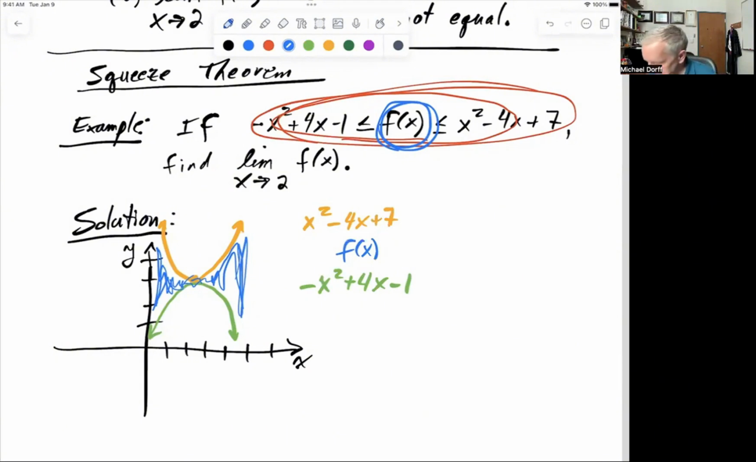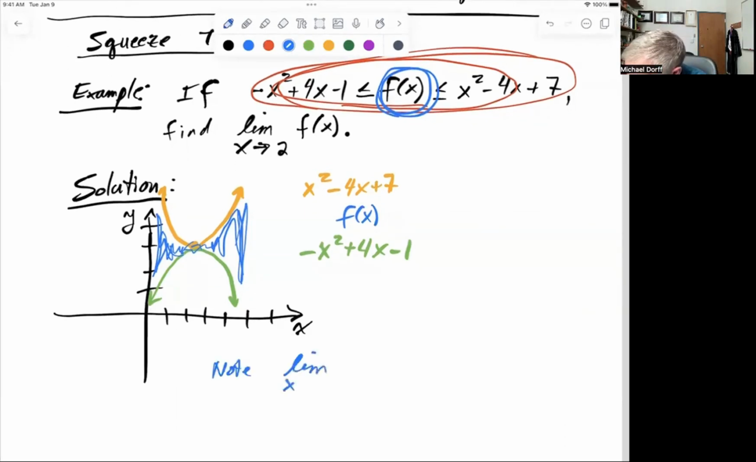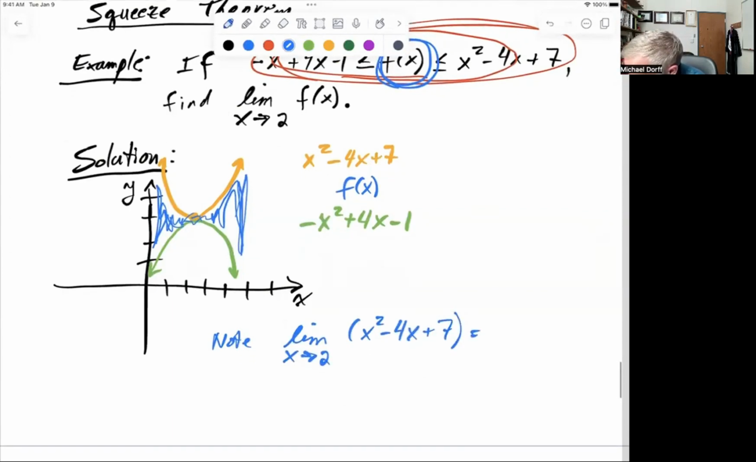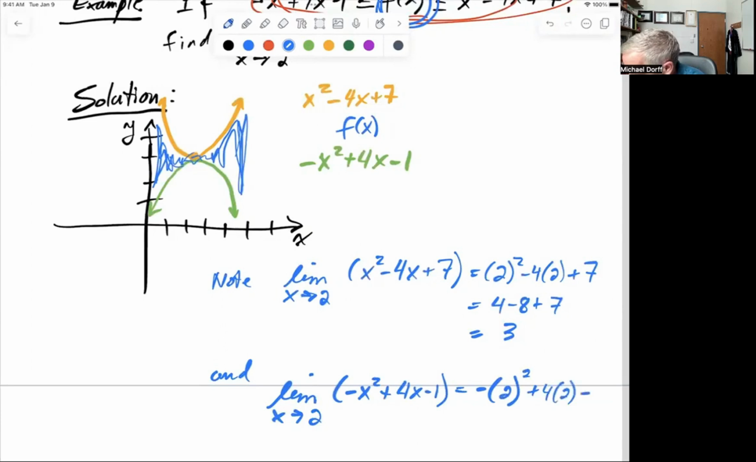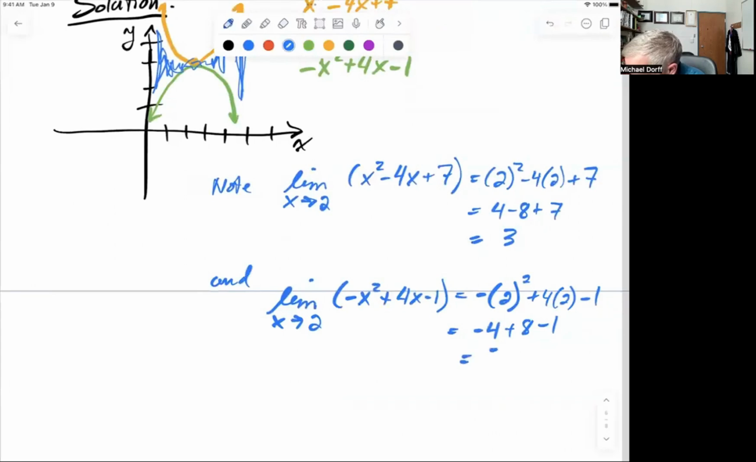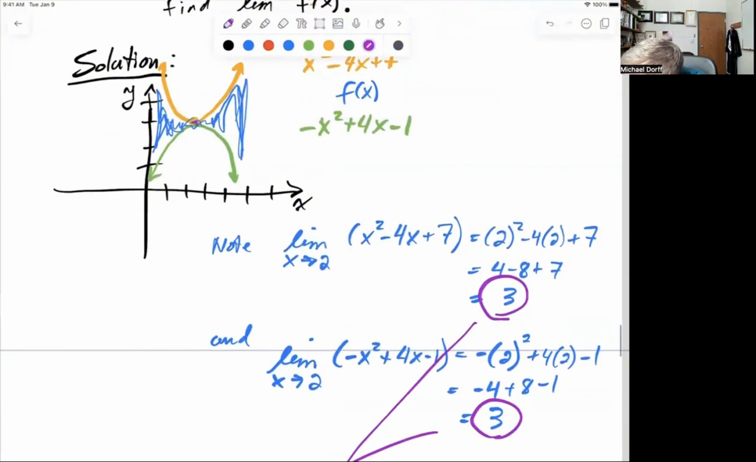And what happens when I get to x equals 2 is that I notice the limit as x goes to 2 of the top function by direct substitution is going to be 2 squared minus 4 times 2 plus 7, which is 4 minus 8 plus 7, which would be 3. And the limit as x goes to 2 of the bottom function, when I do that one, negative 2 squared plus 4 times 2 minus 1, is going to give me negative 4 plus 8 minus 1, which equals 3 also. This and this are the same.